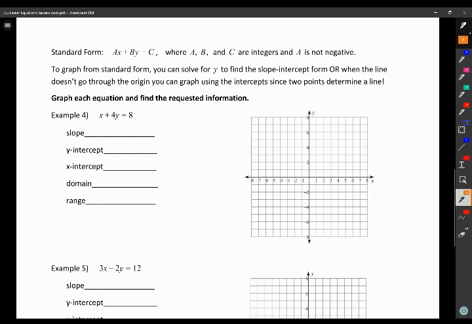So as I look at example 4, I don't have a slope that I can say right away. I also don't have a y-intercept or an x-intercept, but I could solve them. So if I'm solving for the y-intercept, I'm putting 0 in for x. So I would say 0 plus 4y equals 8. And so I would solve that by subtracting 8 from both sides.